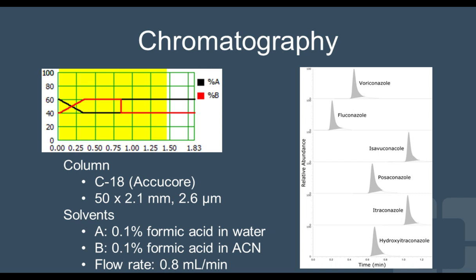Solvent A is acidified water. Solvent B is acidified acetonitrile, so the polar and nonpolar mobile phases. The flow rate is 0.8 mL per minute. And here's an example of the chromatography of the 5 analytes plus hydroxyitraconazole on the bottom, which is a metabolite of itraconazole.